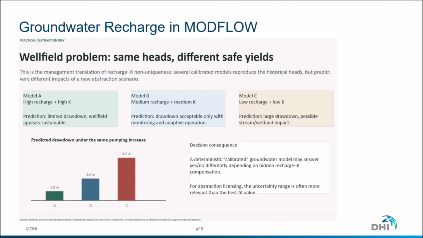Another problem is the well field problem. You have the same heads, but quite different safe yields. It's exactly the same example. You see here model A in green, high recharge, high K. In blue, model B, medium recharge, medium K. And then C, in yellow, low recharge, low K. And you see in the lower bottom that the predicted drawdown can differ quite significantly. If you have a high recharge and a high K, the drawdown could be around 1 meter, quite low. And the more you reduce recharge and K, of course, if you extract the same flux from your aquifer, you will predict a higher drawdown.